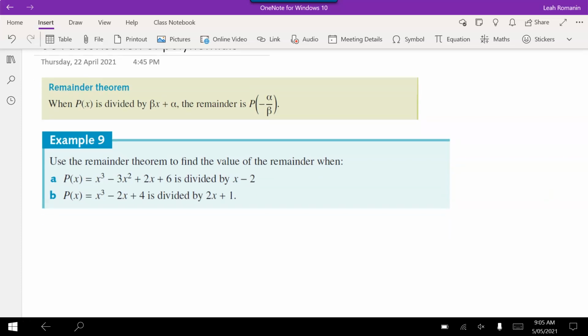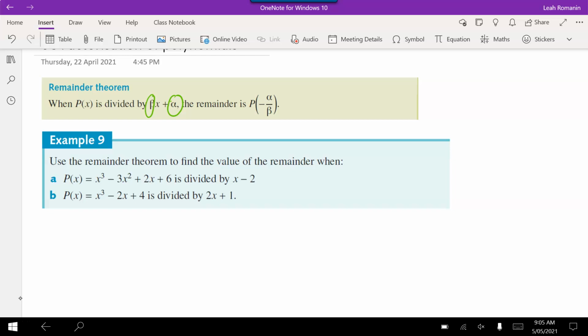Our first key theorem, and we are going to be looking at a few theorems today, is that when p of x, our polynomial function, is divided by a particular linear factor, the remainder is going to be p of negative alpha over beta. The beta comes from the number next to the x in the linear factor, so x's coefficient is going to be our beta, and then the alpha is going to be the constant in our linear factor. So let's apply that because I know it doesn't mean anything right now.